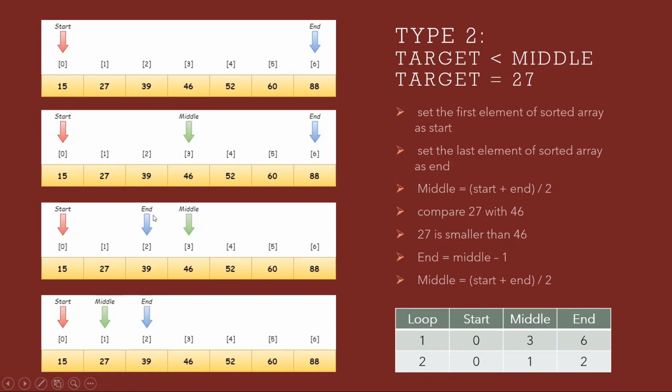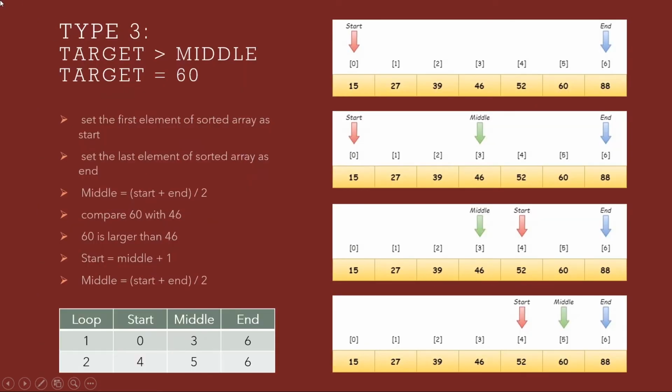After we move the arrow of n, we need to change the arrow for middle. So we use the same formula, middle equal start plus n divided by 2. So we use the start, index 0, plus the index for n, 2, will become 0 plus 2 divided by 2 will become 1, index 1. So the arrow of middle will move from index 3 to index 1. Then after we move the arrow of middle, we will compare the value of middle, which is 27, with the target value, which is 27 also. As we can see, we can conclude that we found the target using two loops.